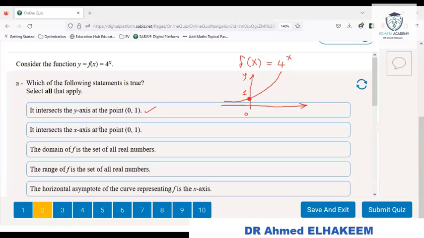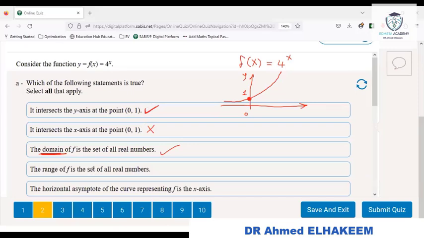It intersects the x-axis at 0 and 1. Wrong. The domain of f is the set of all real numbers. Yes. For any x, the domain is the numbers that can be taken for x, so I can get a value for y. Here I can substitute any value of x. Are you here? Yes, I'm here.